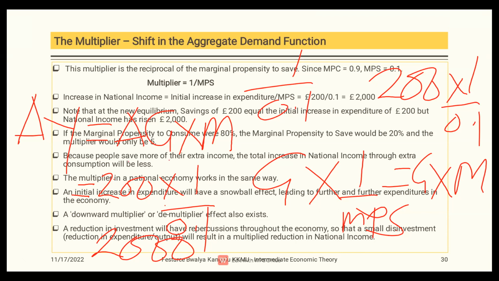So the multiplier is 1 over what? MPS, which is 0.1. So you say 200 times 0.1. That gives us what? 2,000. Which means our national income will be 2,000. Did you get that one?